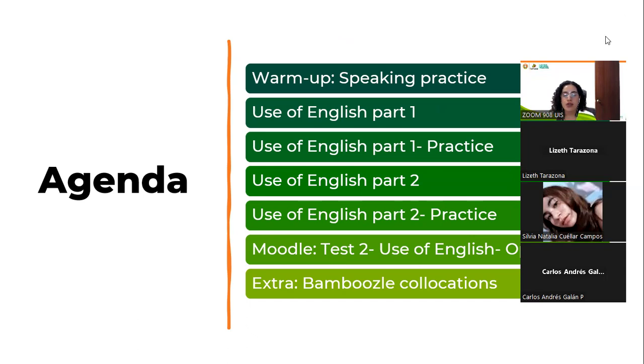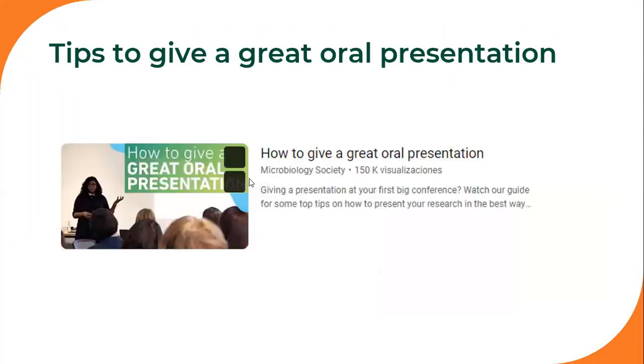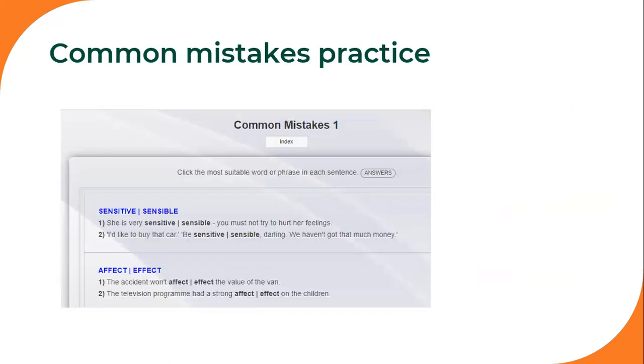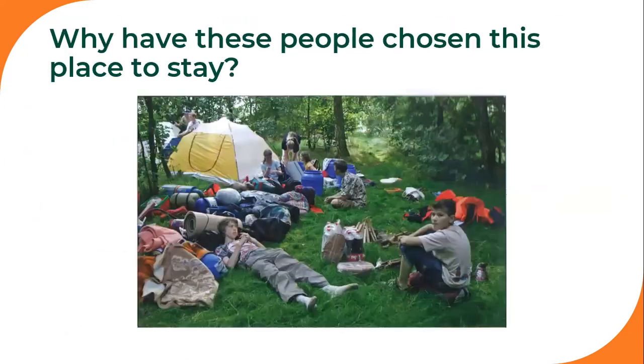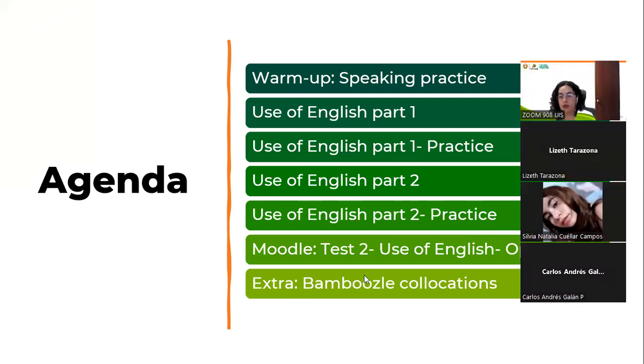At the end of the class, you will complete a Moodle activity. In test number 2, you're going to complete the use of English, open, close activity. All right, so that is what we have for today. Let me double check. Yes, so this is the open close activity. And if we have time at the end, we will play a bamboozle to review collocations of make and do. But this is just an extra activity, or you can use it as practice, okay?